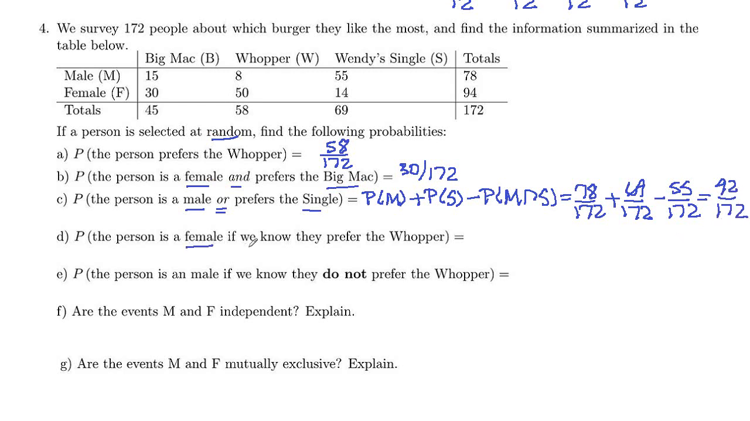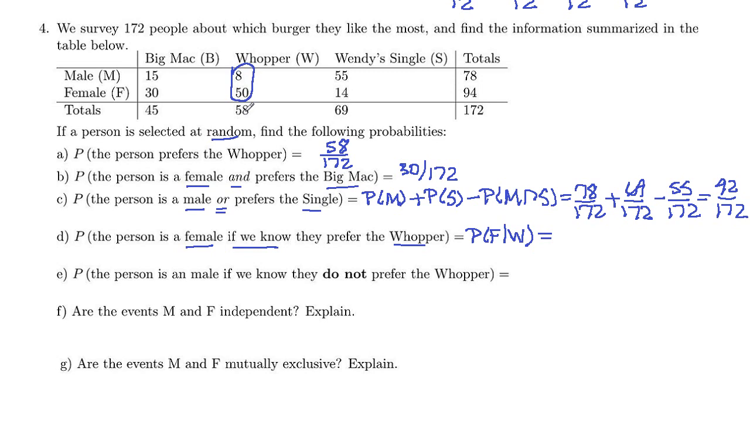Person is a female if we know they prefer the Whopper. So if we know, that's a conditional probability. So it says probability of female given that they prefer the Whopper. So remember, one way to think about that is the given condition restricts your total outcomes. So it's given that they prefer the Whopper. So they have to be in this column. That's a given, and that's 58.